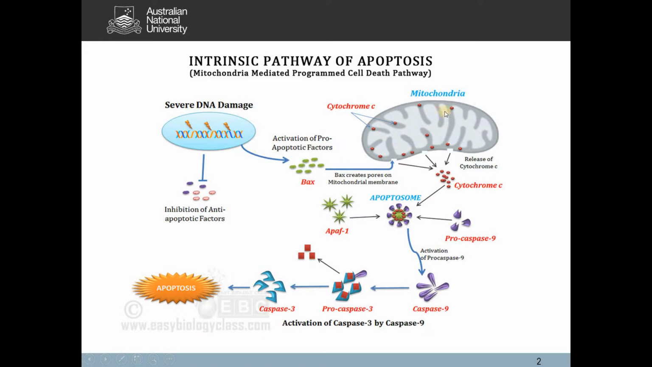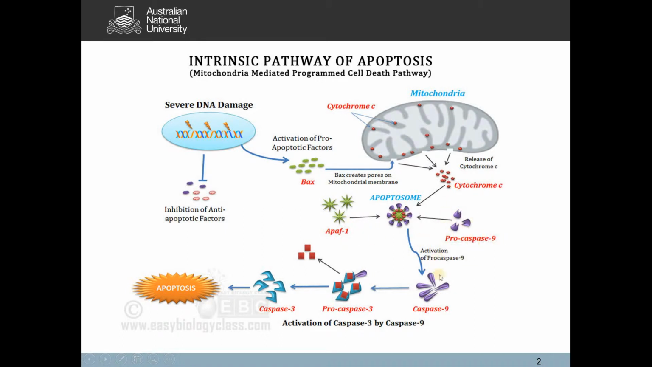that upon severe DNA damage, proteins such as Bax will be produced. So what does Bax do? Bax produces a hole inside the mitochondria, where cytochrome C, which is a main electron carrier inside the mitochondria, can be released. Upon release, we're going to form the apoptosome by binding with APAF1 and binding of pro-caspase 9.